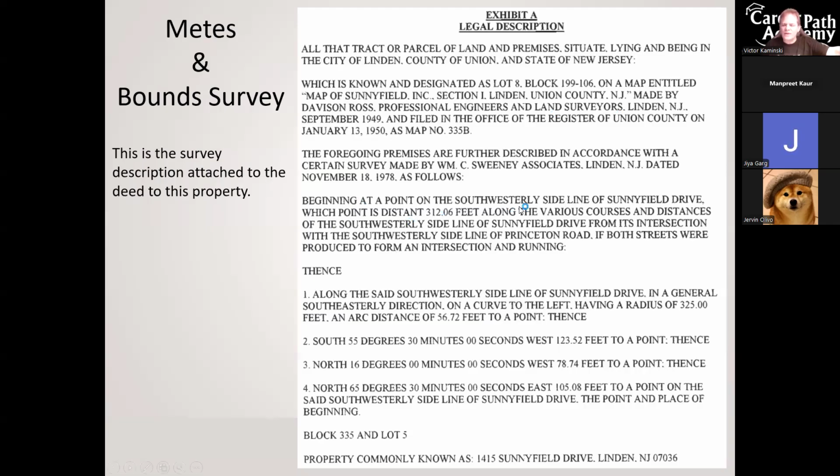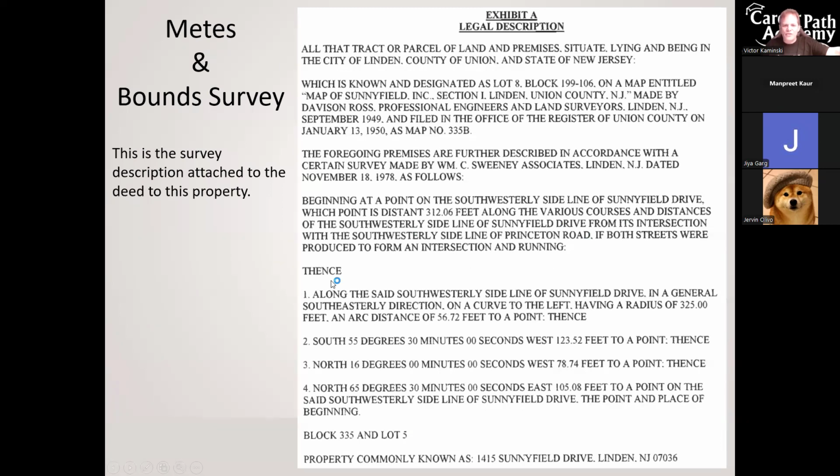Beginning at the point of the southwesterly sideline of Sunnyfield Drive, which point is distant 312.06 feet along the various courses and distances of the southwesterly sideline of Sunnyfield Drive from its intersection with the southwesterly sideline of Princeton Road. I guess another surveyor could understand that and make heads or tails of it, but our heads are probably spinning just reading that, saying, what the hell did he just read? So if both streets were produced to form an intersection and are running.